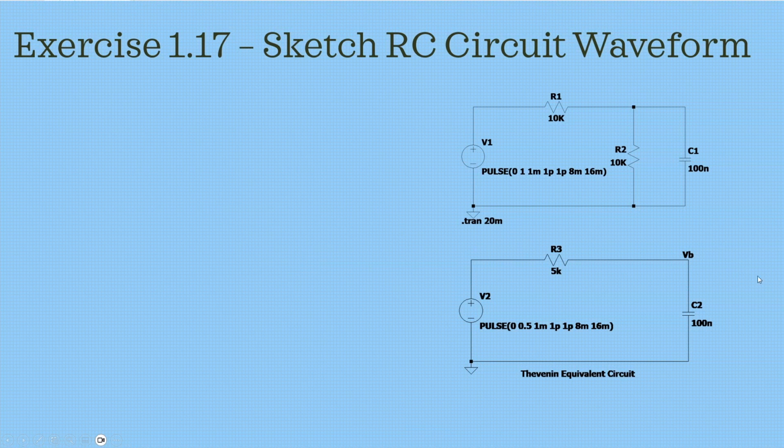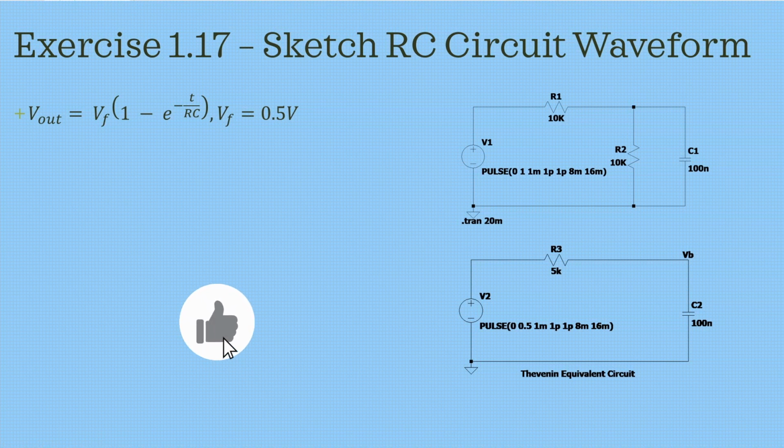Now, using this circuit, we can calculate the step response using one of the equations given to us in the book, which is this equation here. This equation tells you the output voltage, how it changes with time, and how it corresponds to the resistance and the capacitance. So your output voltage is equal to your final voltage, in this case 0.5 volts, times, in brackets, 1 minus e to the power of minus t over RC. We can use this equation to calculate the output response at a number of different points.